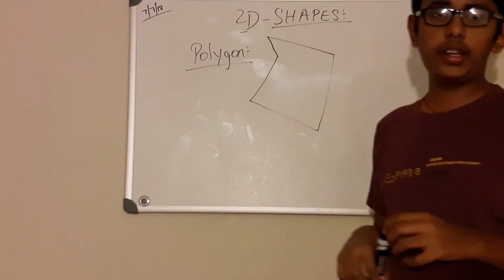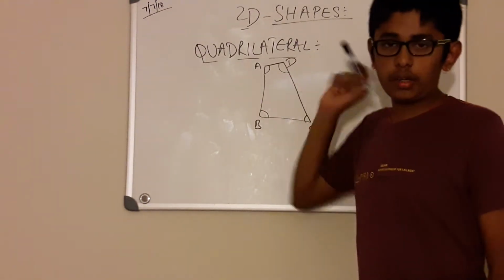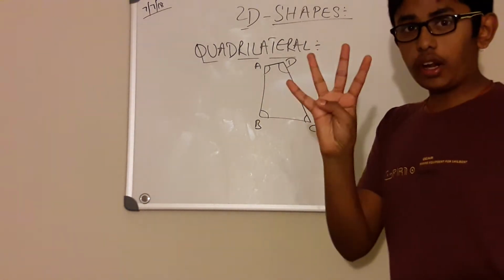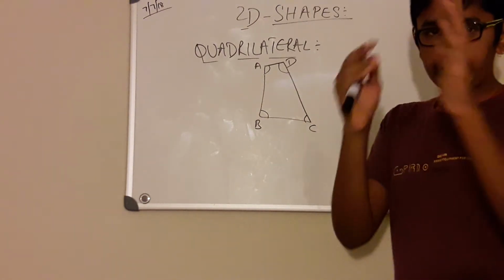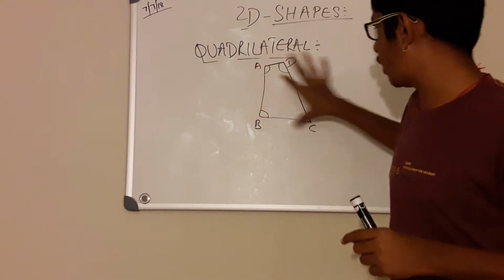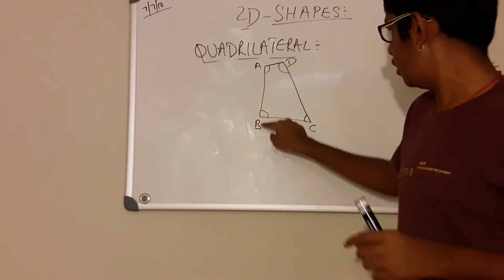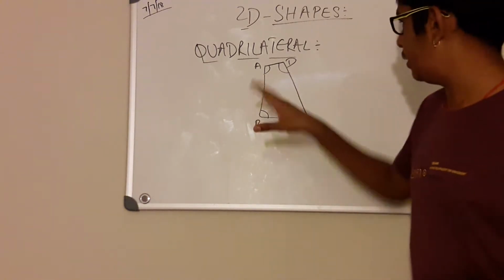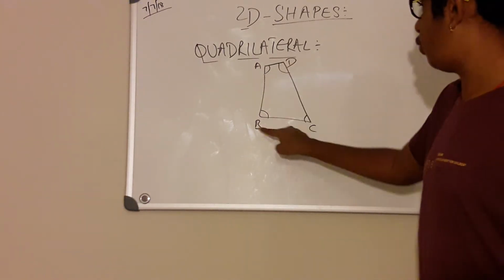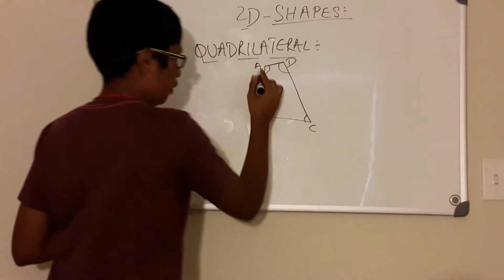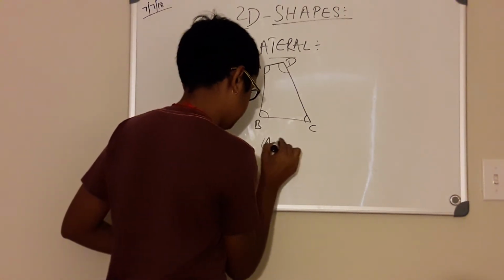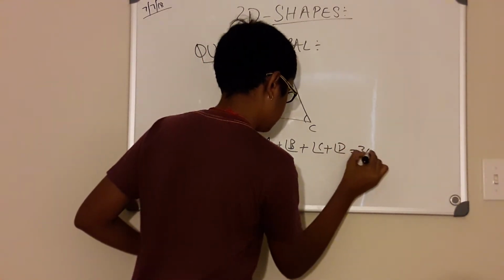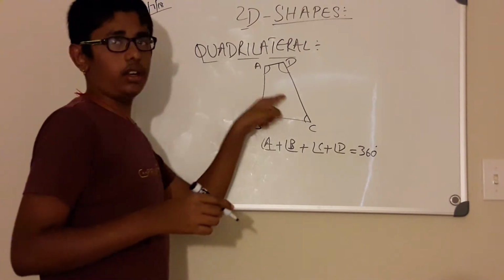Now let's talk about the quadrilateral. A quadrilateral is a figure in which the area is enclosed or bounded by four line segments which join each other in the form of a closed shape, meeting at these four points. Quad means four, lateral means side, so a four-sided figure is known as a quadrilateral. In a quadrilateral, the sum of all interior angles, angle A plus angle B plus angle C plus angle D, is equal to 360 degrees. This is the most common rule in quadrilaterals.